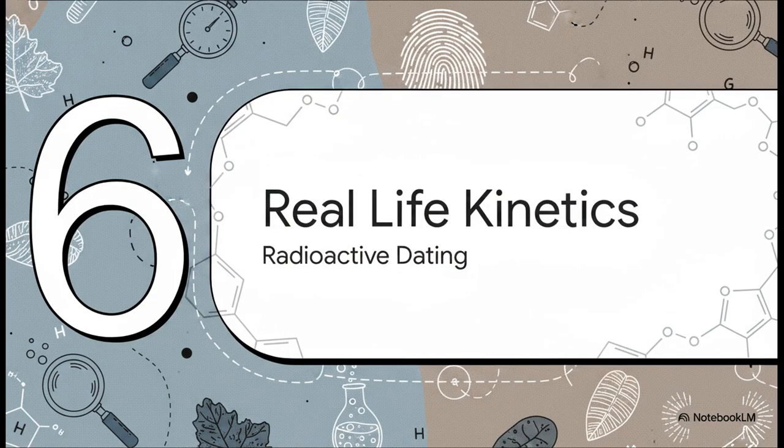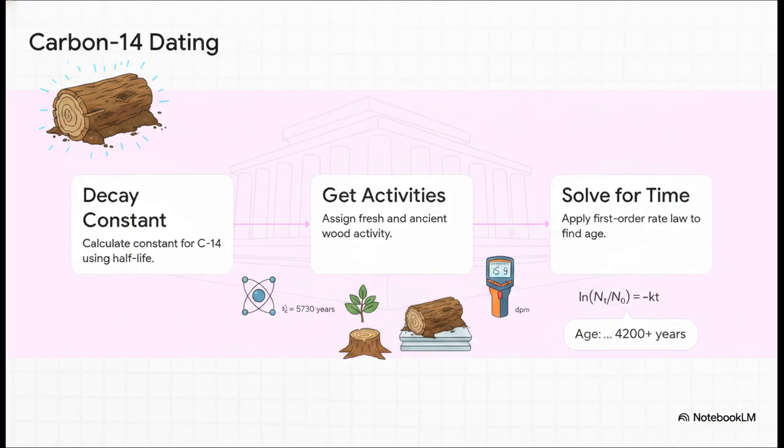Section 6, Kinetics in Real Life. Okay, let's pull this heavy math out of the textbook for a second. Did you know all natural radioactive decay strictly follows first-order kinetics? This means we can use our integrated rate laws to date ancient artifacts. Imagine we dig up some ancient wood. Step 1. We know the half-life of carbon-14 is 5,730 years, so we easily calculate the decay constant. Step 2. We measure the radioactivity of fresh wood, let's say it's 15 disintegrations per minute, and we measure our ancient sample, which has dropped to 9. Step 3. We just plug those numbers right into our first-order integrated rate law and solve for time t.